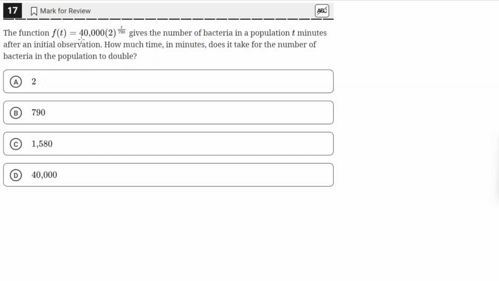The function f of t equals 40,000 times 2 raised to the t over 790 gives the number of bacteria in a population t minutes after an initial observation. How much time in minutes does it take for the number of bacteria in the population to double?